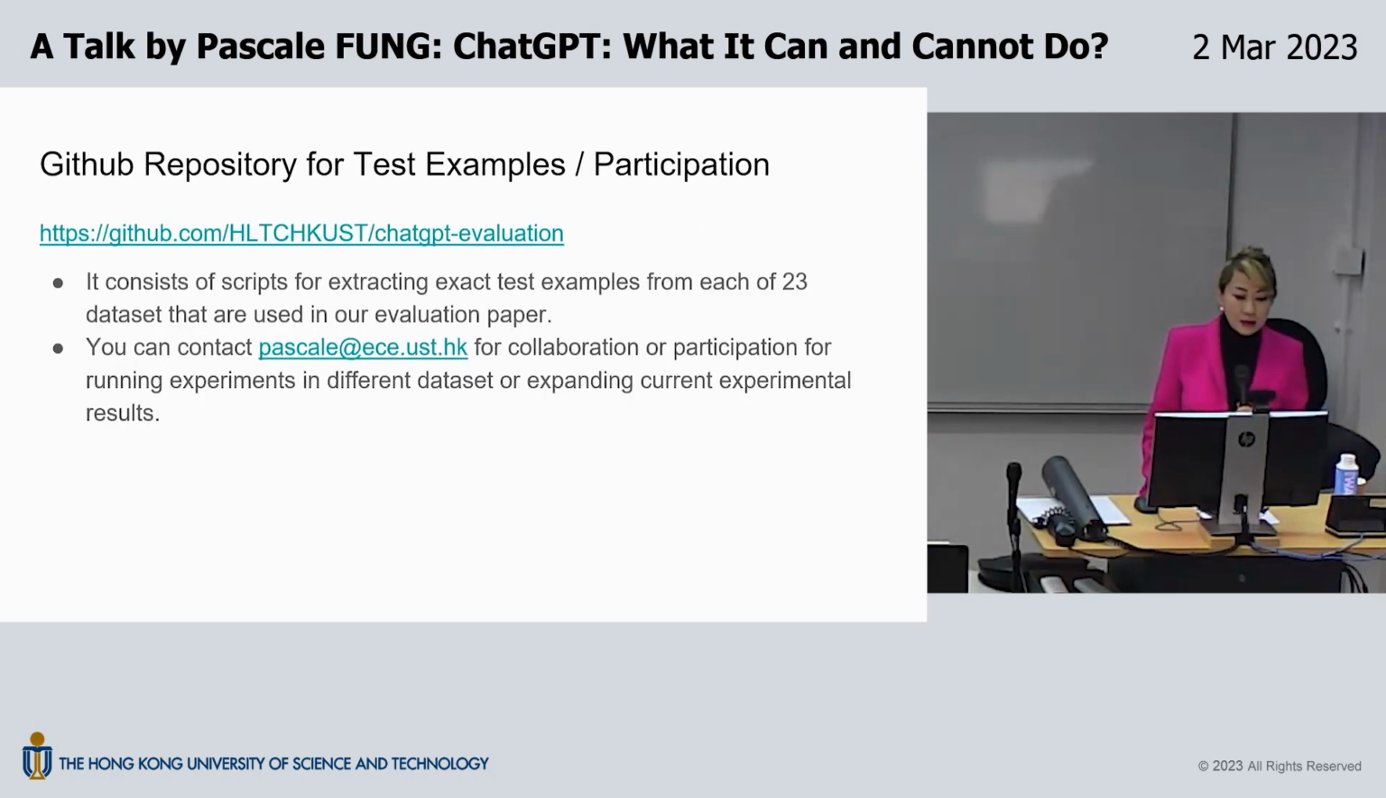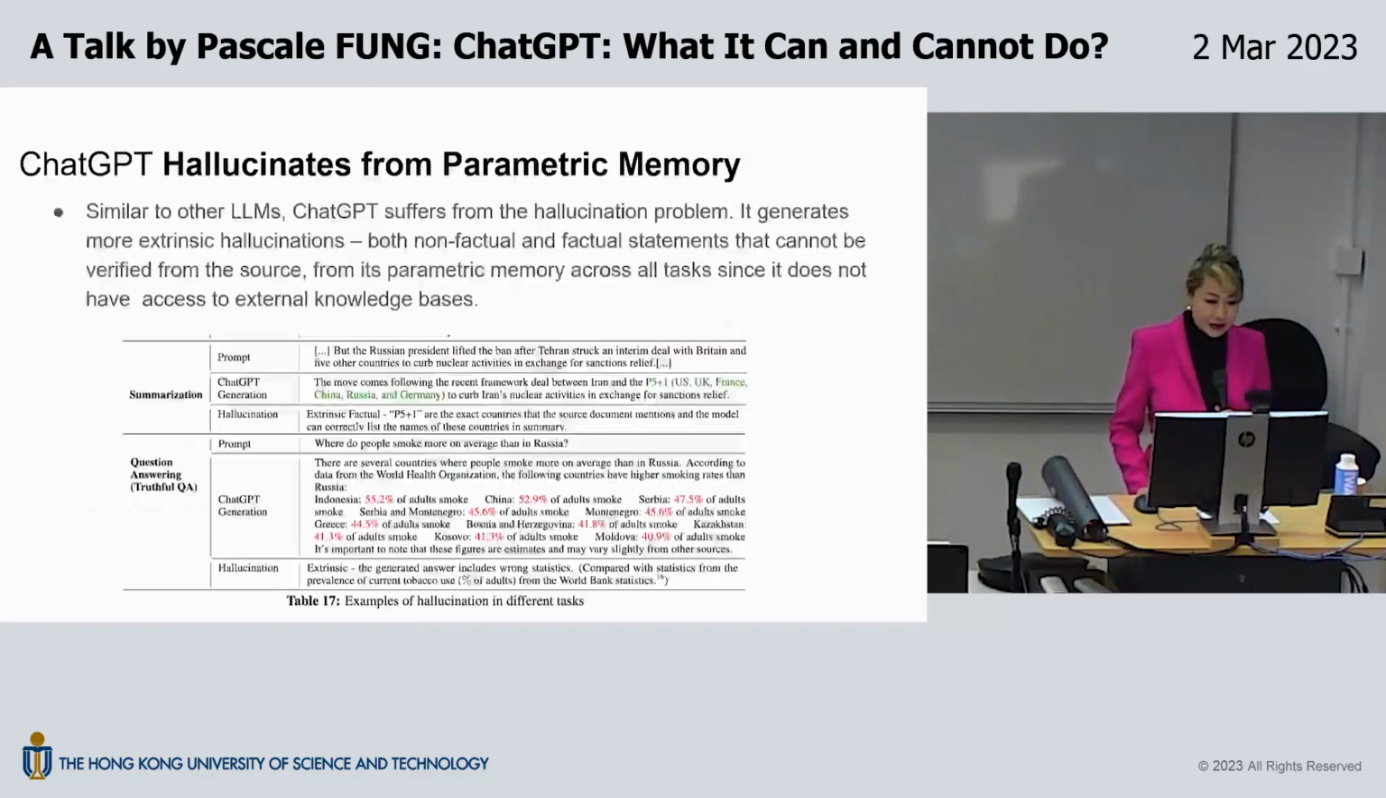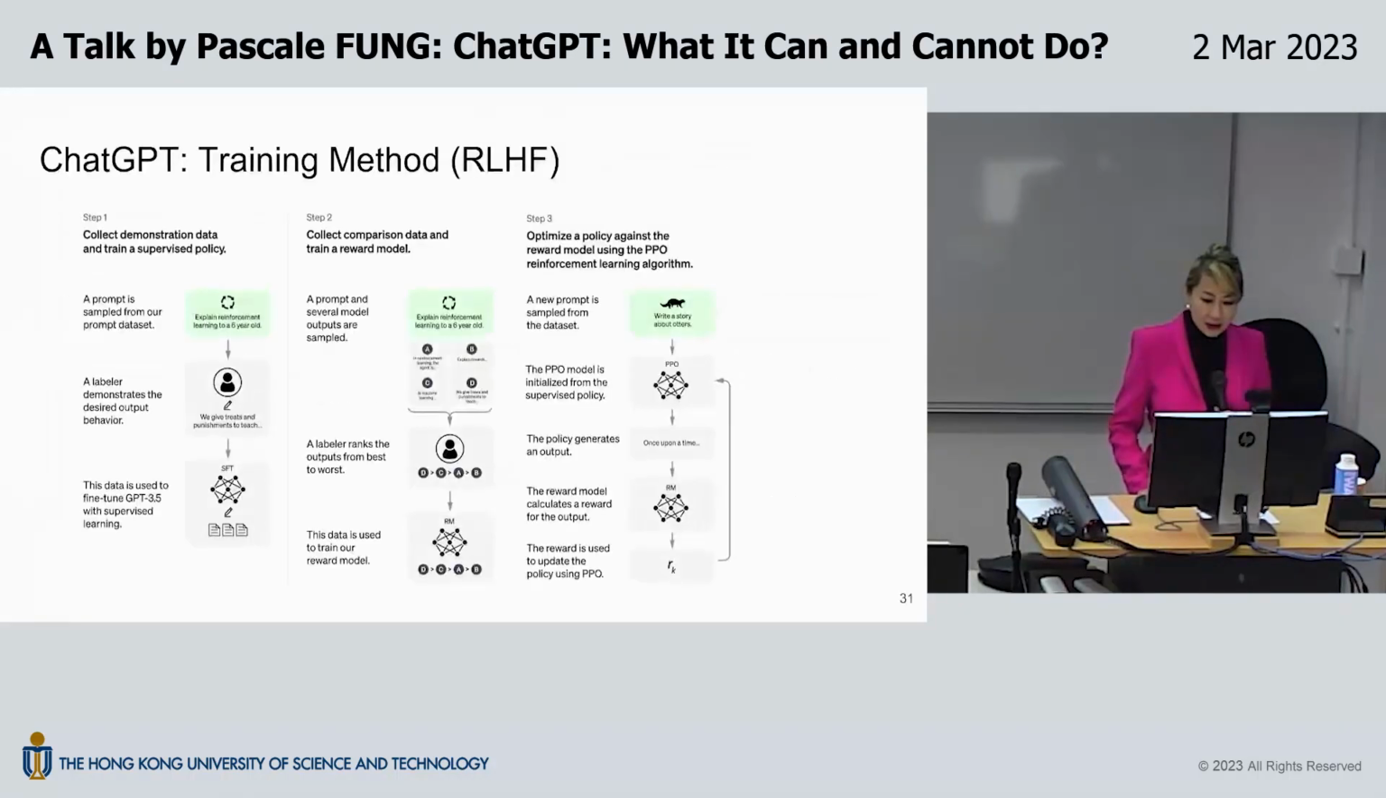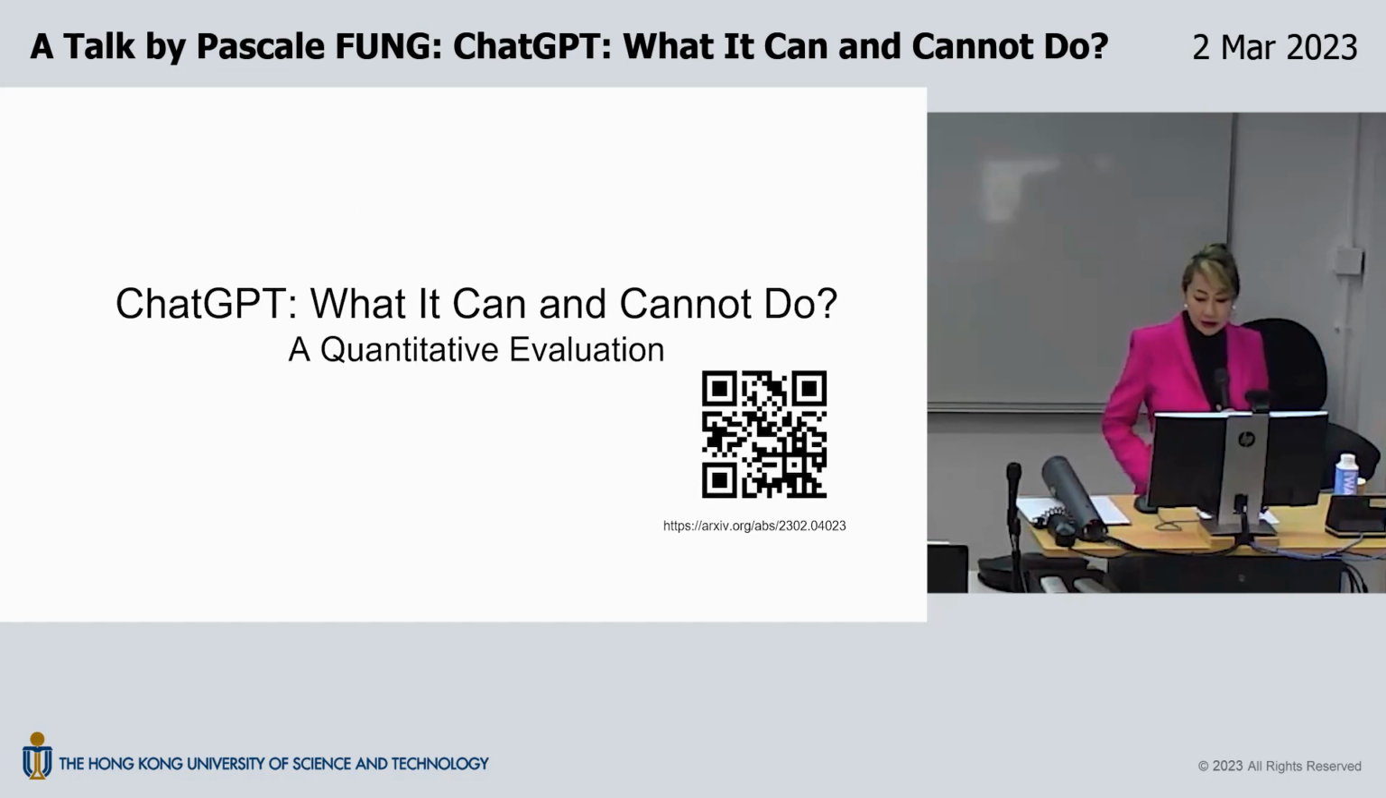Here is a GitHub repository for testing samples. You can participate in the continued evaluation of ChatGPT by running more experiments from these test sets. You can email me or you can email Yejing Ban, the first author of this paper. Actually, email her, not me. So now it's Q&A, and the paper is here. Again, you can download it. If you want to participate in further evaluation, email the first author. Okay, thank you very much, and I can take some questions now.